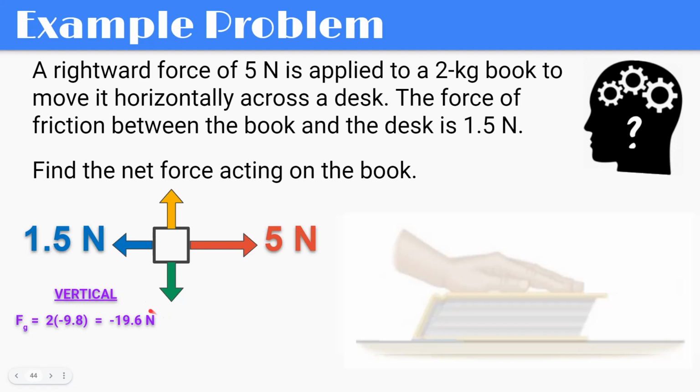And again, just like we mentioned a second ago, Fn is going to be equal and opposite because my book does not have vertical acceleration or even vertical motion at all. So I know that these two forces are going to cancel each other out. If this one is 19.6, this one is also 19.6. This is negative, this is positive. My net force in the y direction will be 0.